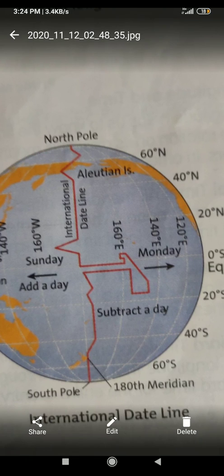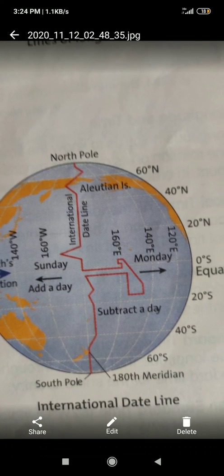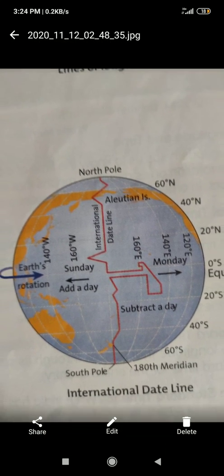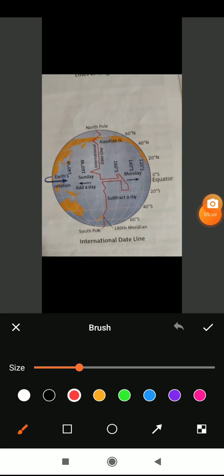So on the backside of this international date line, what can we see? The prime meridian, 0 degrees. Now the 180 degree east and 180 degree west longitudes fall here only, exactly opposite to the prime meridian. Countries which are on the eastern side, where is the east side? Listen carefully, it is very important.